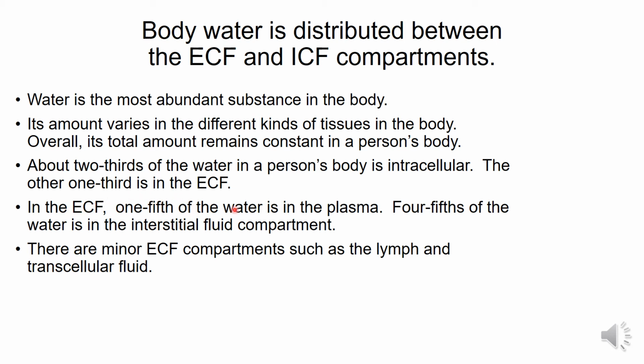1/5 of extracellular fluid is found in the plasma, and 4/5 of the water of the extracellular fluid is found in the interstitial fluid compartment. We have a minor compartment. You can consider it extracellular fluid, but it is not. They are called paracellular or transcellular fluid, for instance, lymph and the transcellular.